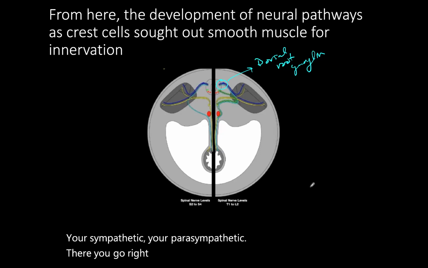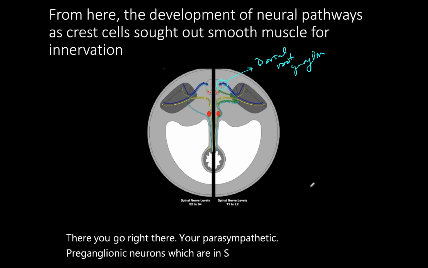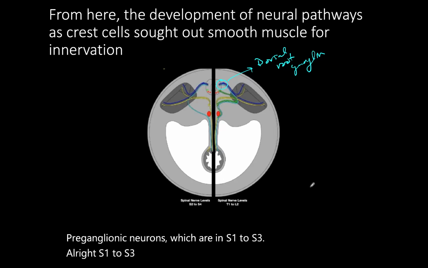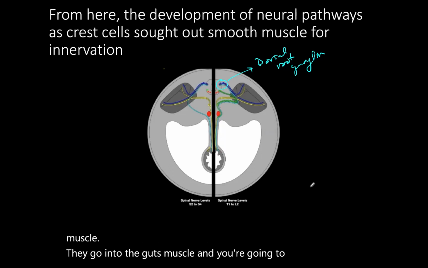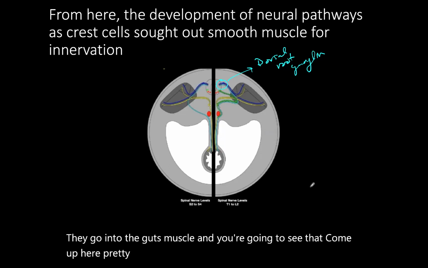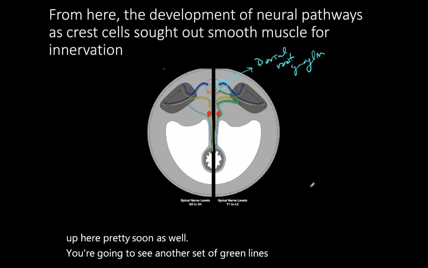Your parasympathetic preganglion neurons, which are in S1 to S3, as well as within the cervical region. They go into the gut muscle, and you're going to see that come up here pretty soon as well. You're going to see another set of green lines coming in for that.